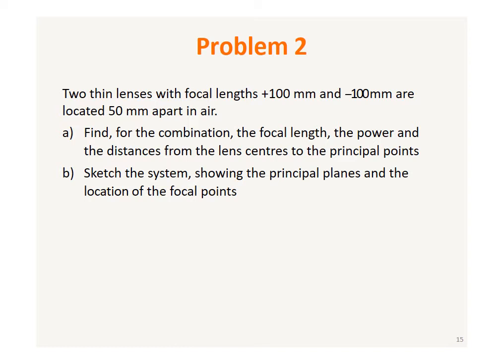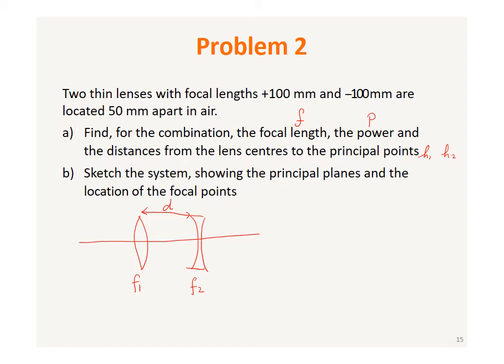So in this question, we've got two thin lenses with focal length f1 and focal length f2. We've given the distance between them. We need to find the effective focal length, the effective power, and the distances from the lens centers to the principal points. So we need to find H1 and H2. And then do a sketch of the system and show where the principal planes are located.